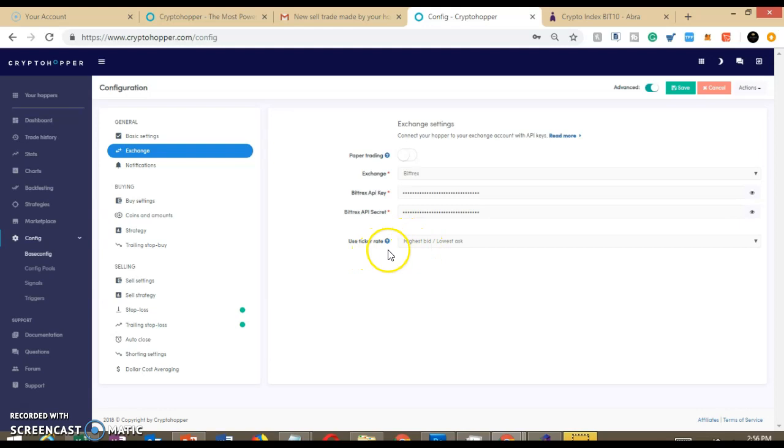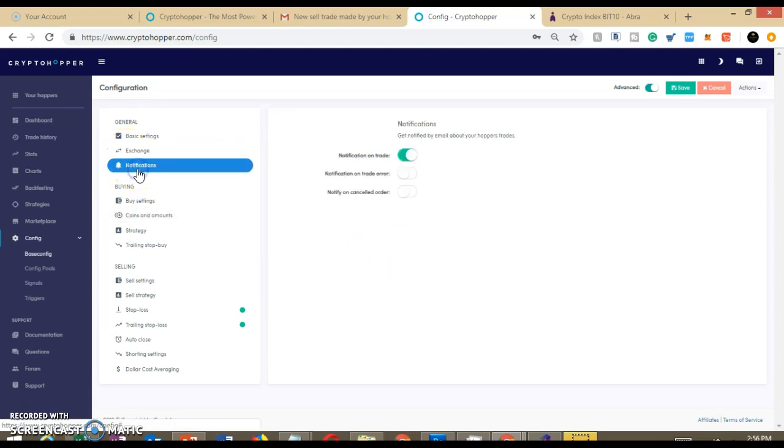And then use ticker rate, highest bid, lowest ask. You can also set up notifications. So for example, here it says get notified by email about your Hopper trades. So I have notification on trade. Okay, trade errors I don't have enabled, and notify on canceled order, I don't really care. So let me show you just what it looks like.